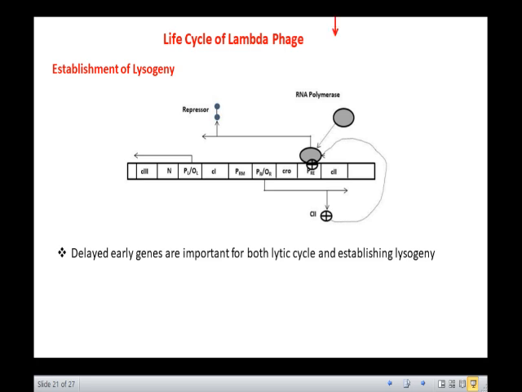Secondly, the products of C2 and C3, which are synthesized along with CRO and N, are responsible for the transcription of C1, the lambda repressor, which is the most important component of lysogeny. The C2 protein is a stimulator for the transcription of the C1 gene. It binds to the PRE promoter and brings about leftward transcription. This leads to the production of C1 protein, the lambda repressor, which is a 27 kilodalton dimer protein.